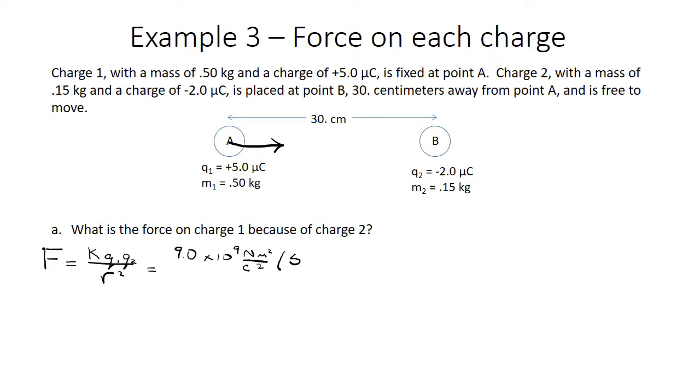Be careful with the prefixes. Q1 is 5.0 microcoulombs, so times 10 to the negative 6 coulombs. Q2 is negative 2 microcoulombs, so I'm not going to write the negative sign, because we only use the signs to determine that it's attractive. But micro is times 10 to the negative 6. And the distance between them is 30 centimeters, so 0.30 meters. And don't forget to square it.